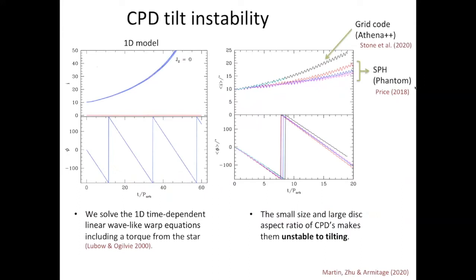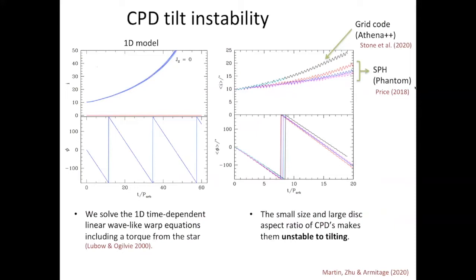So for some typical circumplanetary disk parameters, the image on the left, we solve the one-dimensional linear time-dependent warp disk equations. So the plot on the left shows the tilt and the nodal phase angle of the disk as a function of time. The disk displays retrograde nodal precession and its tilt gradually increases. You can also see the m equal to 2 component operating, as this is causing the small oscillations during the tilting.